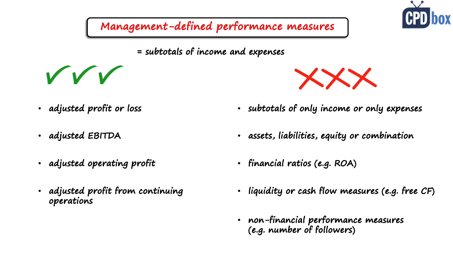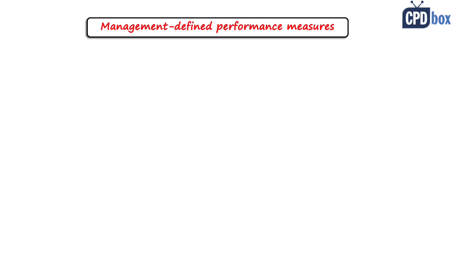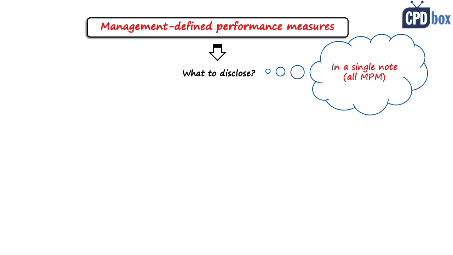So what to do once you identify that you have management-defined performance measure? You need to disclose certain information about all of your management-defined performance measures in a single note in the notes. So what is the disclosure? Now, let me tell you and show you on an illustration straight away.